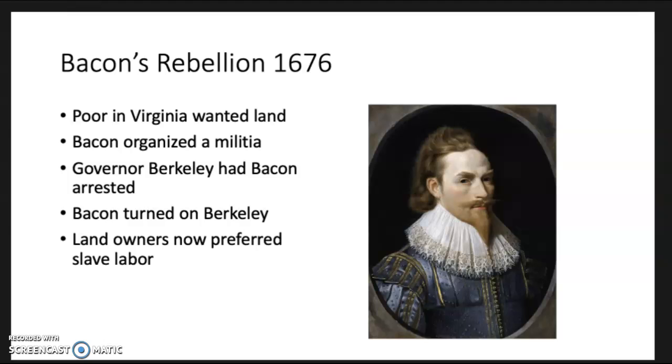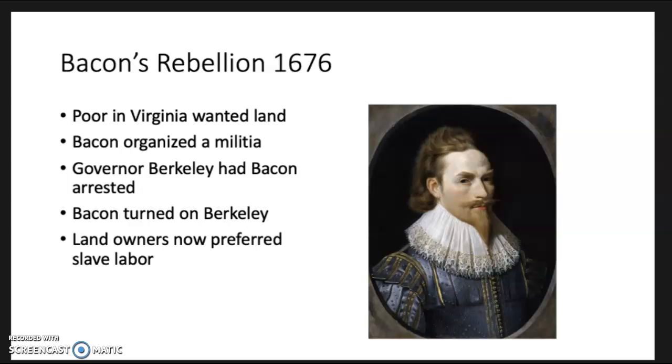Bacon's Rebellion, 1676. Nathaniel Bacon, who's pictured on the right, and his militia, made up mostly of poor farmers and former indentured servants, people who had worked off their travel debt to reach the British North American colonies, attacked Native Americans for their land. Governor Berkeley had Bacon arrested, and upon being freed, Nathaniel Bacon turned his militia on Virginia and Governor Berkeley and burned Jamestown to the ground. Berkeley had to go back to England for help.